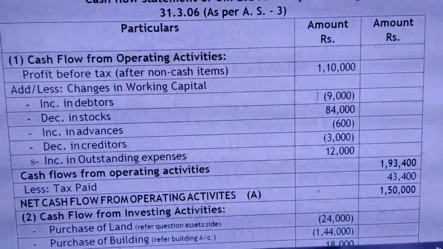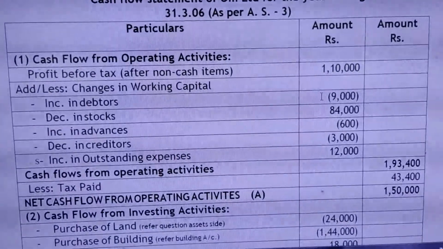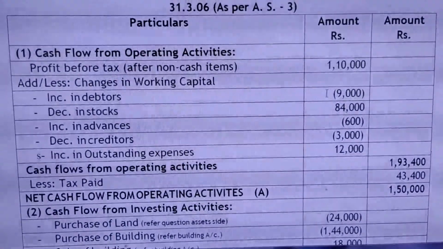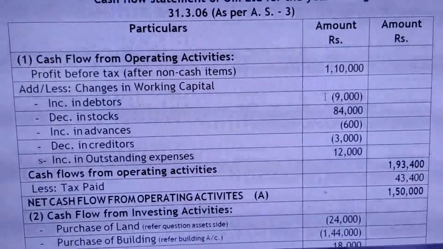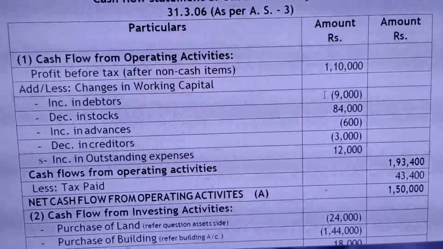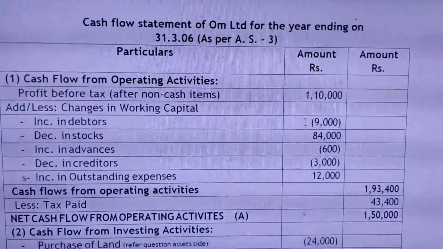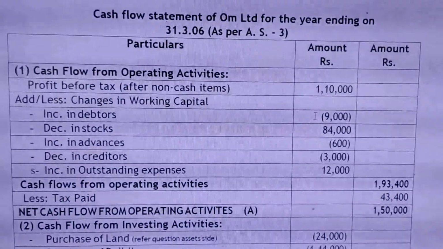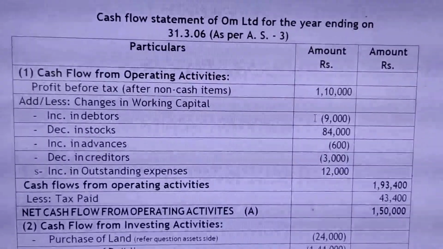From that value, just subtract 9,000 and 600 and 3,000. So 1,10,000, I repeat, 1,10,000 plus 84,000 plus 12,000 minus 9,000 minus 600 minus 3,000, you will get 1,93,400. That is the cash flow from operating activities.